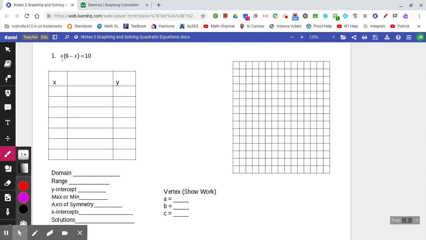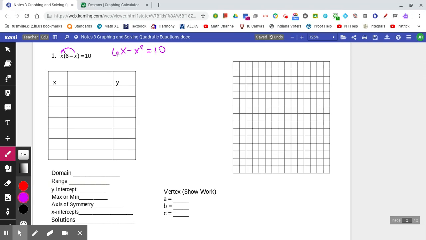So here I am given an equation, x parentheses 6 minus x equals 10. First thing that we should do is put this into standard form. Solve this for either y or for 0 or for that f of x. Get that by itself on one side. So I need to do a little bit of manipulation here. First thing I would do is distribute the x. This would give me 6x minus x squared is equal to positive 10.